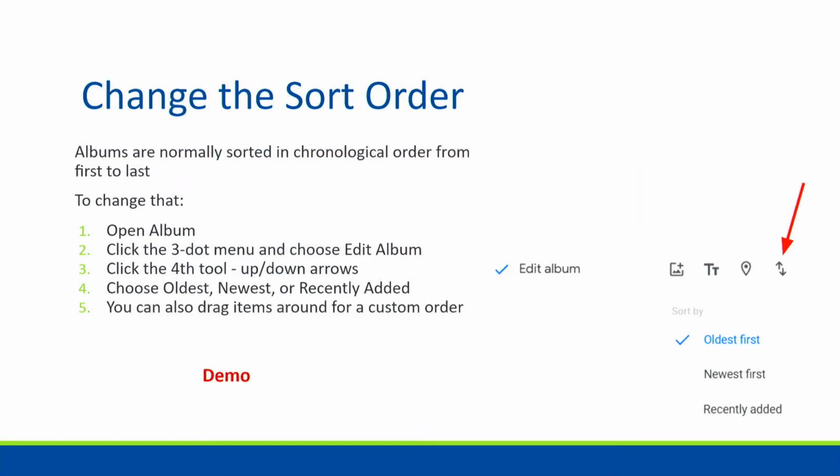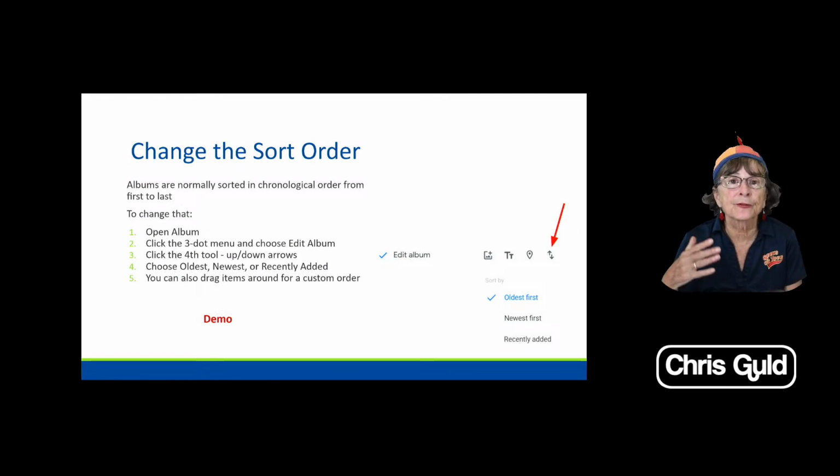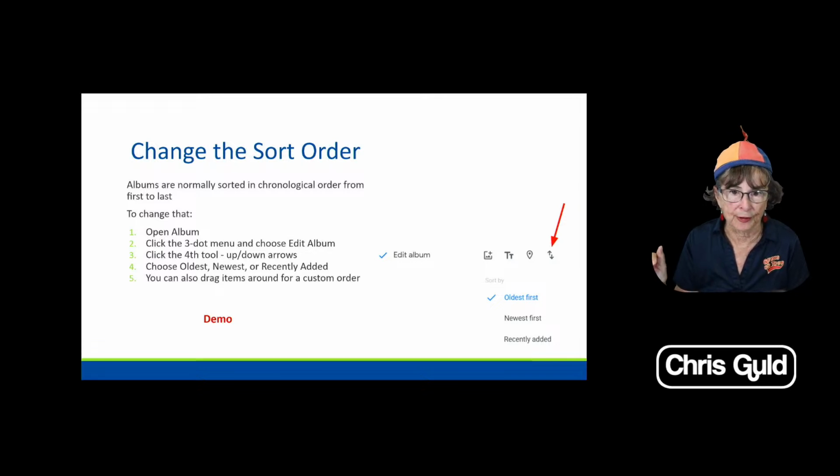Okay. Next thing, change sort order. First you need to understand, what is the normal sort order of an album? Albums are kind of meant to tell a story. So they start with the earliest photo and follow chronologically in time to the end, earliest first, and then it goes down to the latest. If you don't want it that way, you can open the album, click the three-dot menu, choose Edit Album, and then the fourth tool with that little up and down arrow is the sort order. You can choose oldest first, newest first, or recently added. You can also drag items around.